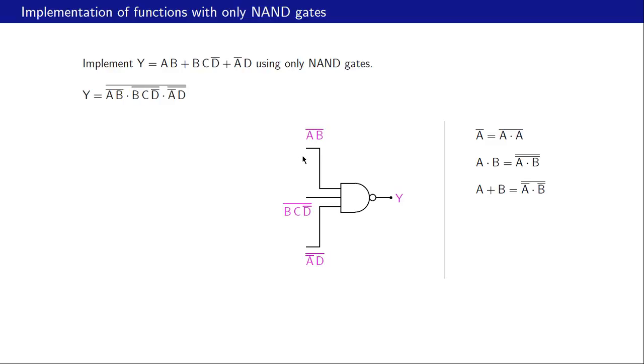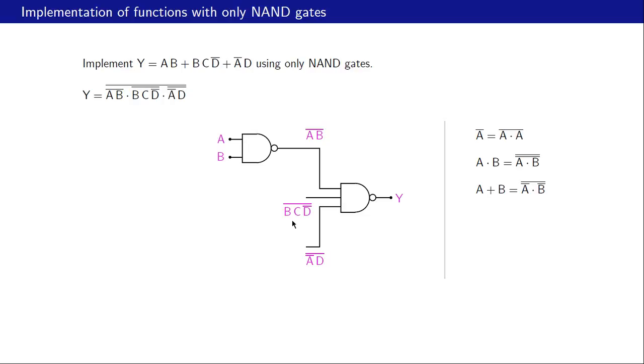How do we obtain AB bar? That is in fact nothing but the NAND operation itself, and therefore all we need to do is to connect a 2 input NAND gate here with inputs A and B, like that.